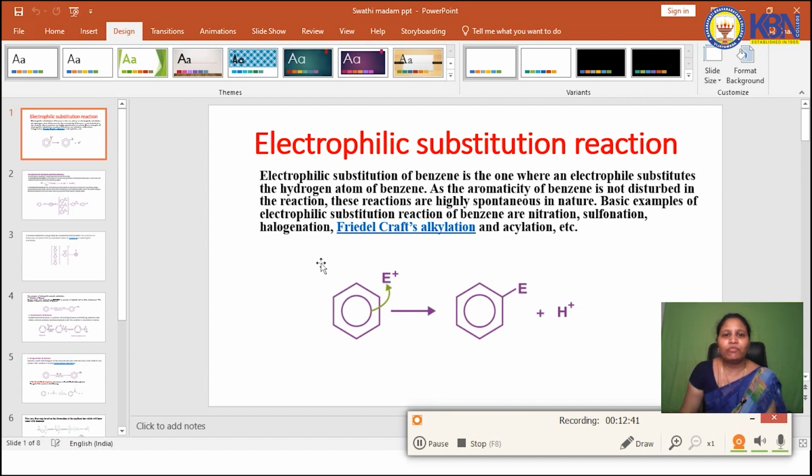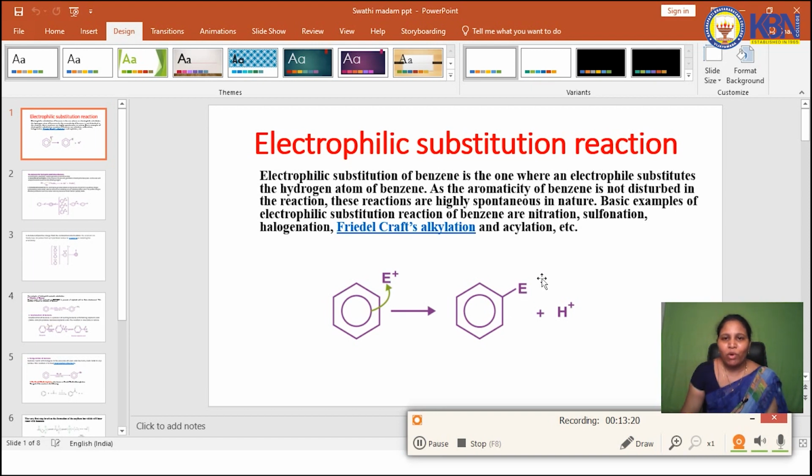Basic examples of electrophilic substitution reactions of benzene are nitration, sulfonation, halogenation, and Friedel-Crafts alkylation and acylation. In electrophilic substitution reactions, an electrophile attacks the hydrogen atom of benzene. An electrophile is a positively charged ion, E plus. It attacks the hydrogen atoms of benzene. By eliminating the H plus ion from the benzene ring, the electrophile is substituted on the benzene ring.